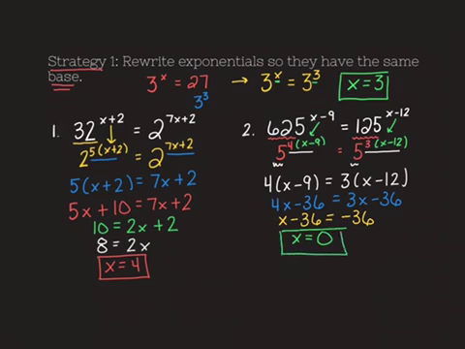X can be 0. Our second strategy is to rewrite exponentials as logs and use log properties. So let's start with 7 to the x is equal to 12. This is an exponential, so we're going to rewrite it as a log. So log base 7 of 12 is equal to x. So all I have to do to find x is figure out this log base 7 of 12, which I can use change of base on.